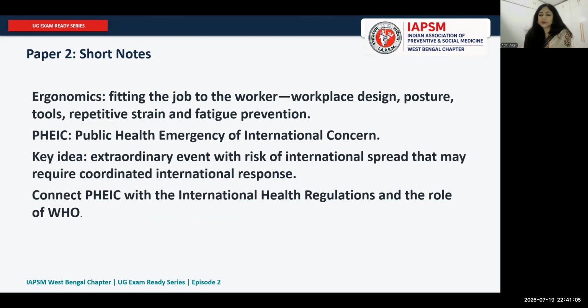Now, a few short notes. Ergonomics. It is about fitting the job to the worker and the workplace design, the tools, repetitive strain and fatigue prevention. So that part is the key of this particular short note.